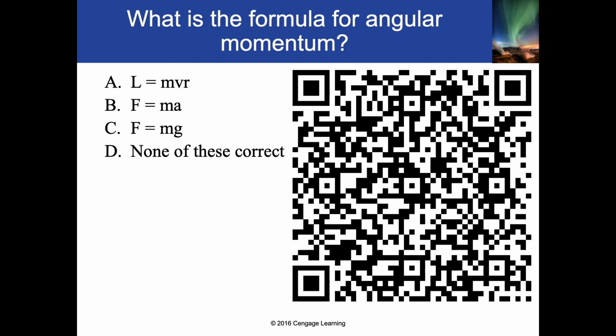18 responses so far, 20 responses. Woohoo, look at that. I love it when it's all the same color. Good job. Awesome. That is true. Choice A is definitely the formula for angular momentum. This is Newton's second law right there, F equals ma, and then F equals mg is gravity. So good job, awesome.